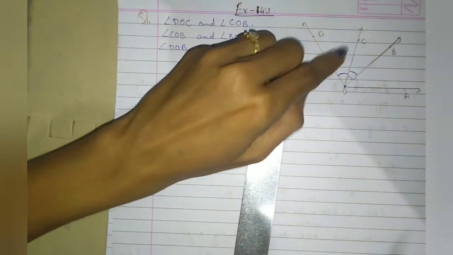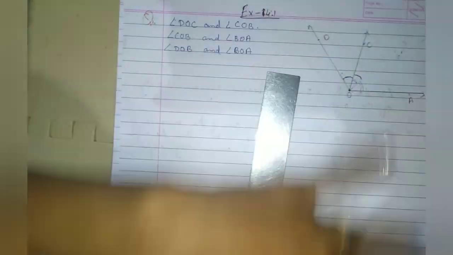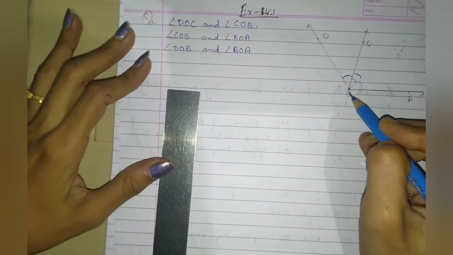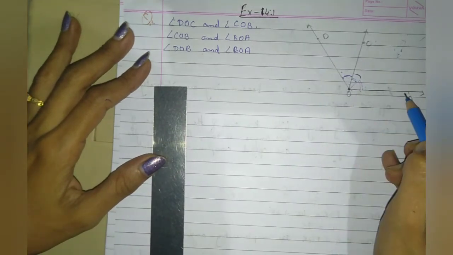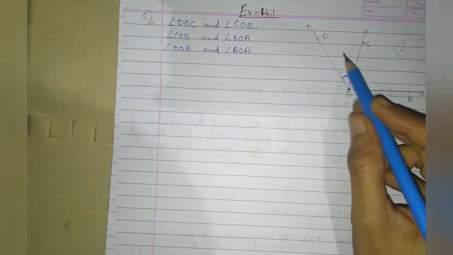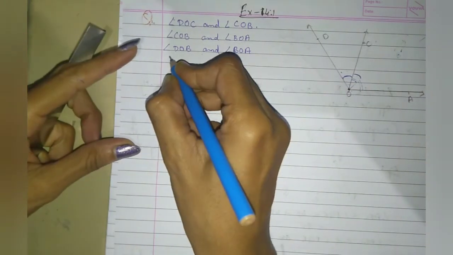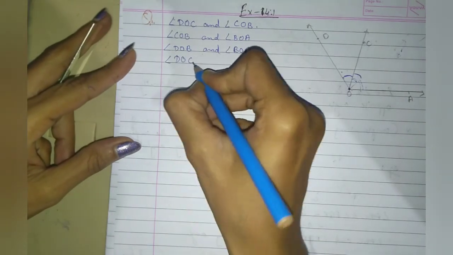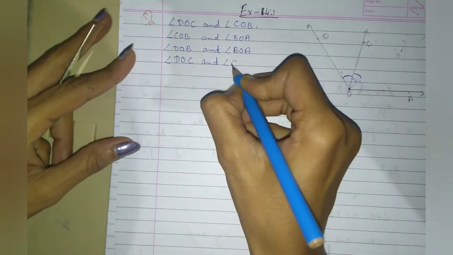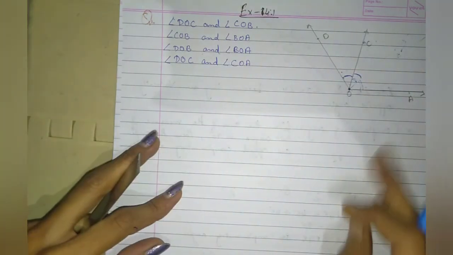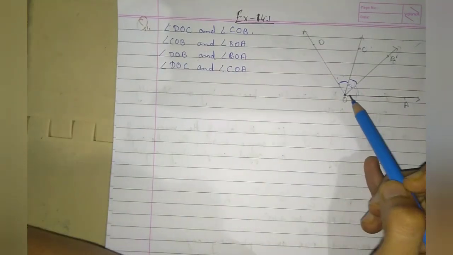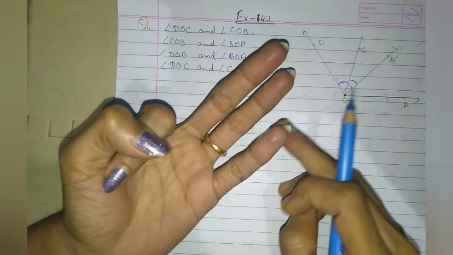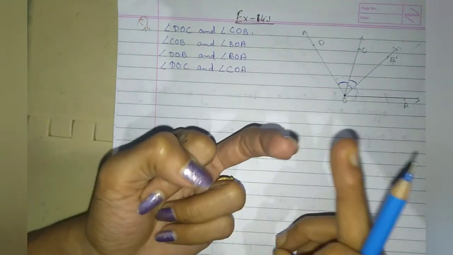Now I have drawn OC and I am removing OB, just for your understanding. Now you can see that OC is the common arm, O is the common vertex, and OD and OA are the non-common arms. So what we can write here is angle DOC and angle COA. Okay, now that's all. We have found all the adjacent pairs. In adjacent pairs you only have to see those 3 points: common arm, common vertex and non-common arms.